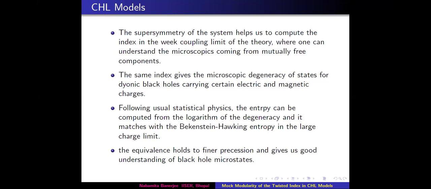Now, following usual statistical physics, this microscopic degeneracy can actually be related to the entropy by taking the logarithm of the degeneracy, and it matches with the Bekenstein-Hawking entropy in the large charge limit. So, of course, these are black holes, so one can just compute their Bekenstein-Hawking entropy independently, and the two results match in the large charge limit. Not just that, the equivalence actually holds to finer precision and gives us a very good understanding of black hole microstates in this system.